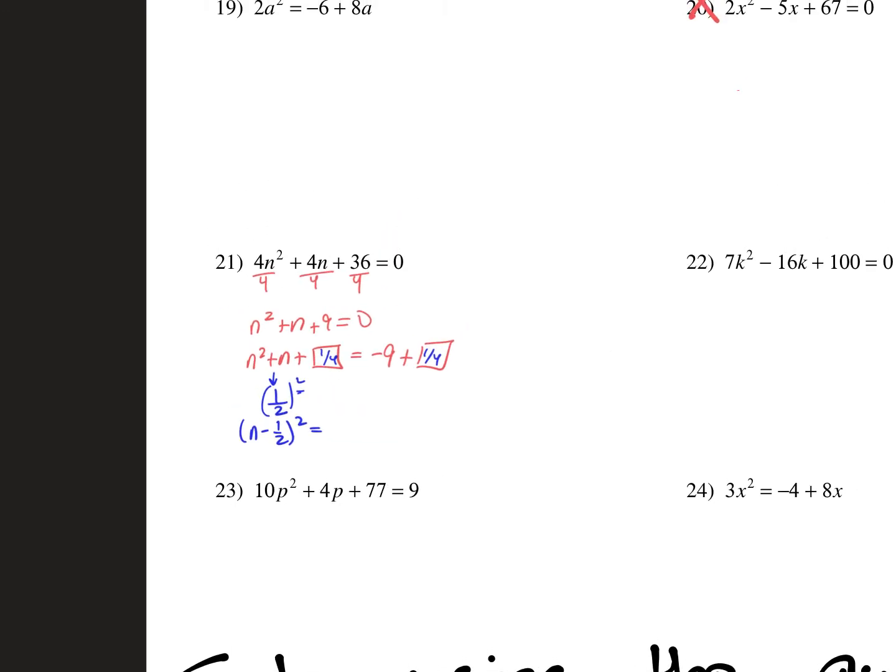You don't have to do the rest of them. 22, they're all going to be like that. They're going to be yucky. I just wanted to show you guys what'll happen. The reason you don't have to is because the directions say to complete the square, and we're not doing any completing the square with fractions.